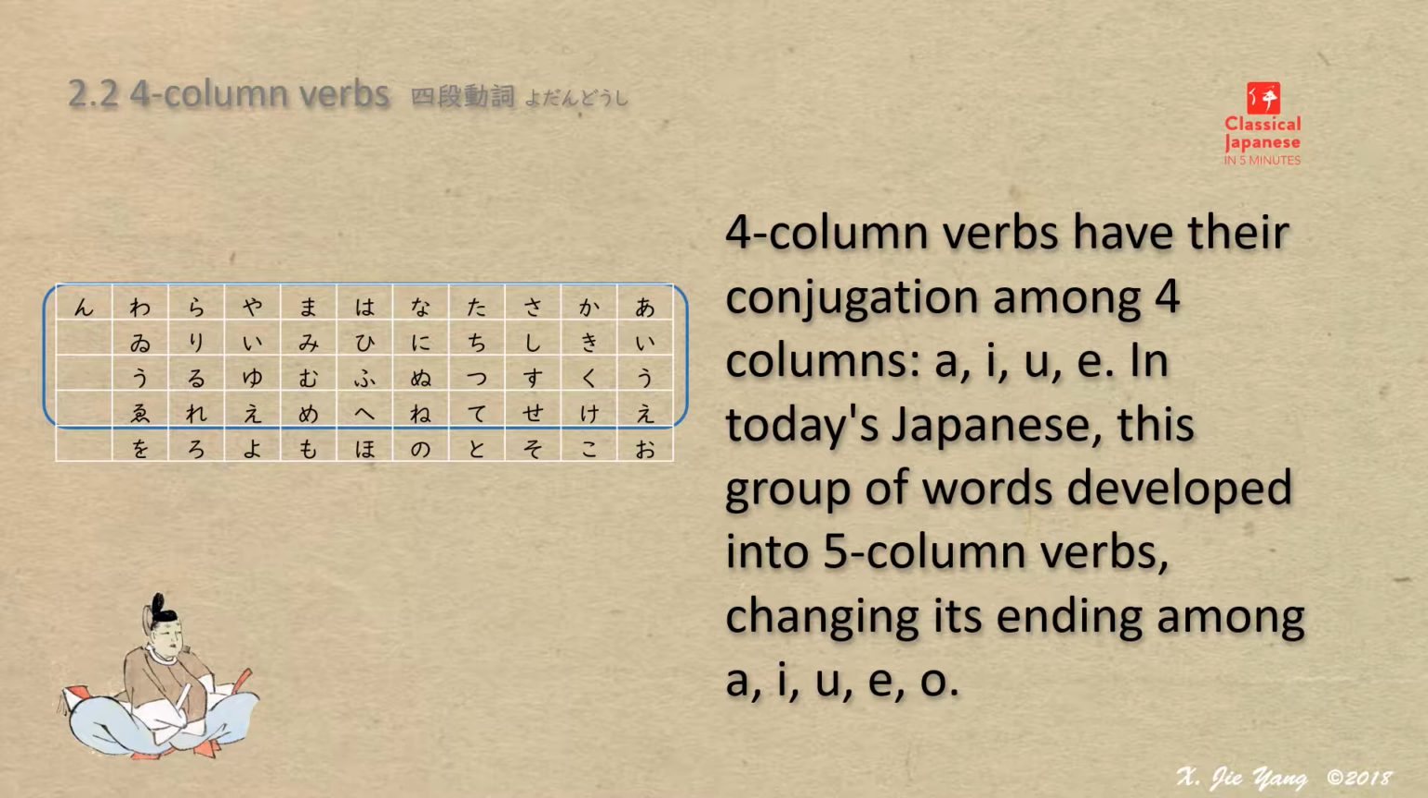In today's Japanese, most words in this group remain exactly the same. Their change of endings and the grammatical description are the same as well. The only development is that a 5th form has joined the ending, so the name for this group in modern Japanese changed into 5-column verbs, 五段動詞.